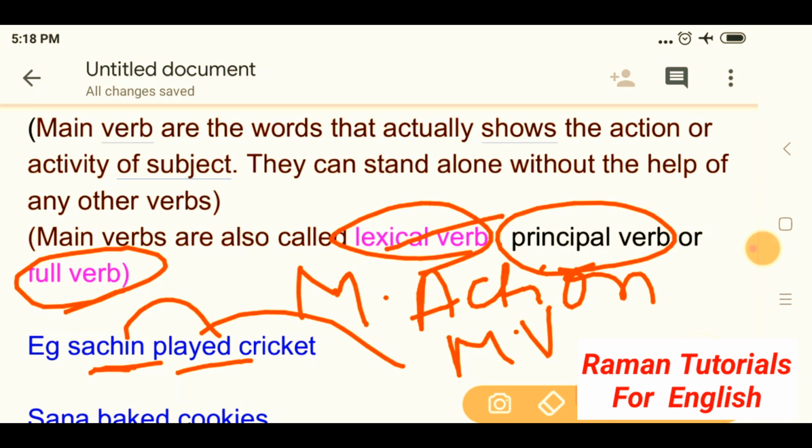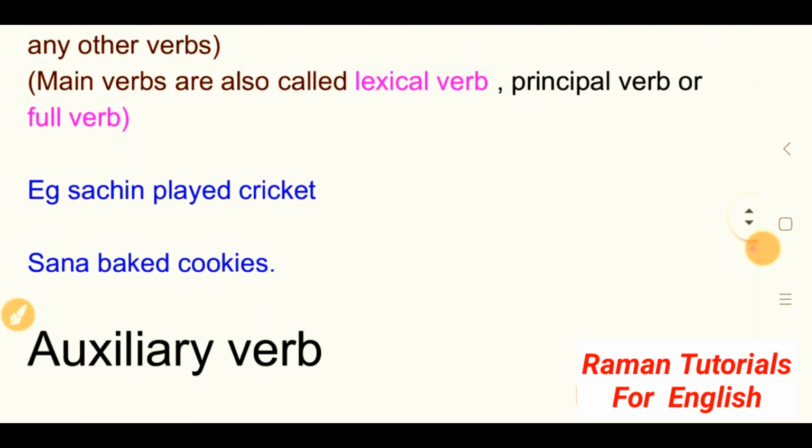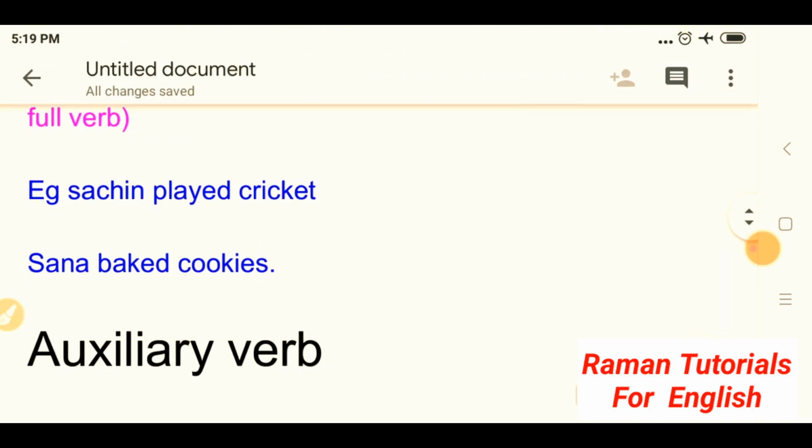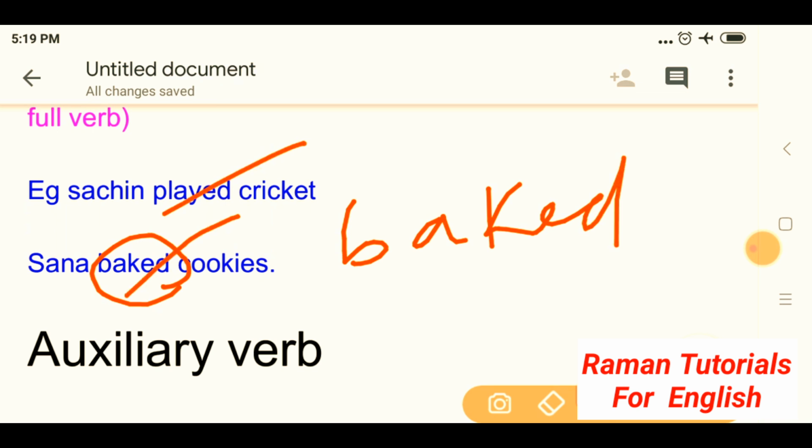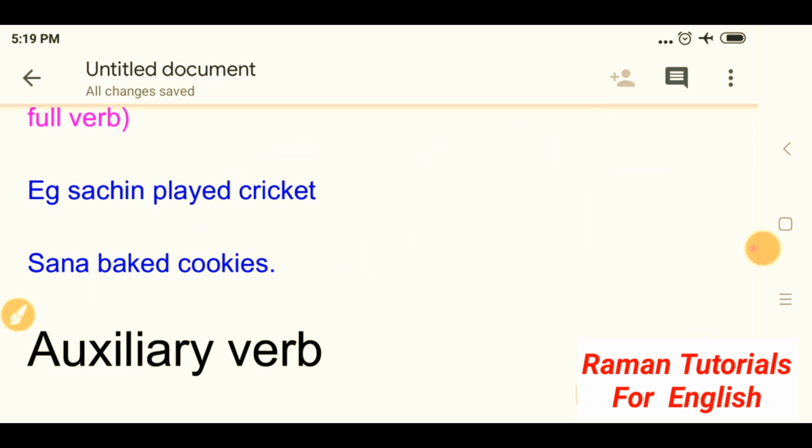And the subject Sachin is completing the action. Okay, so who is completing the action here? Subject Sachin. In the next sentence, Sana baked cookies. In the second sentence, baked is the main action of the subject. So here, played and baked are main verbs. Okay, I'll give you one more example.